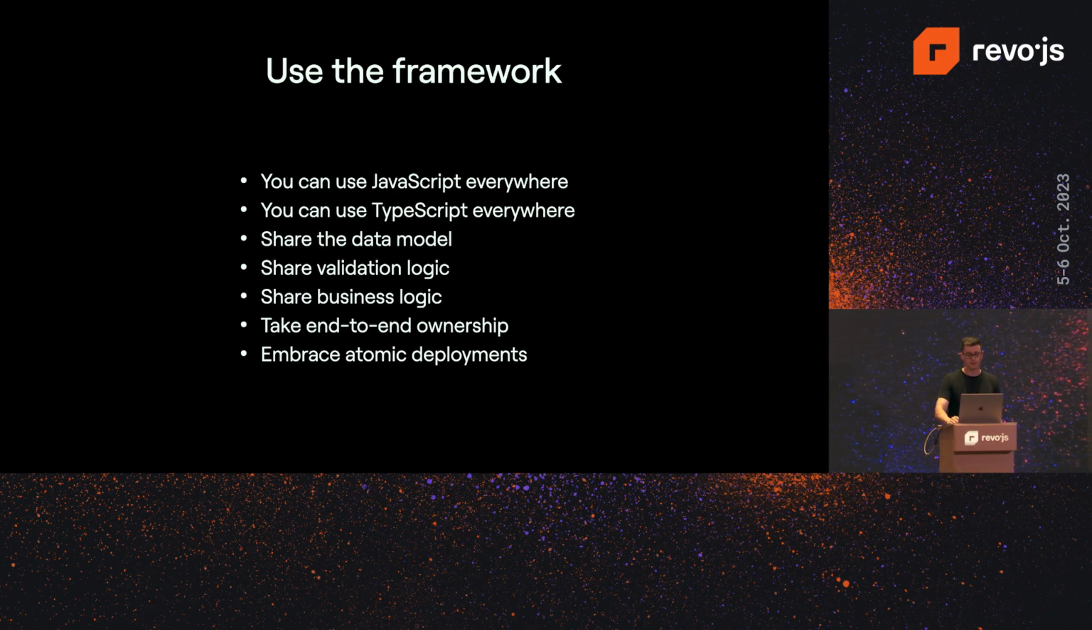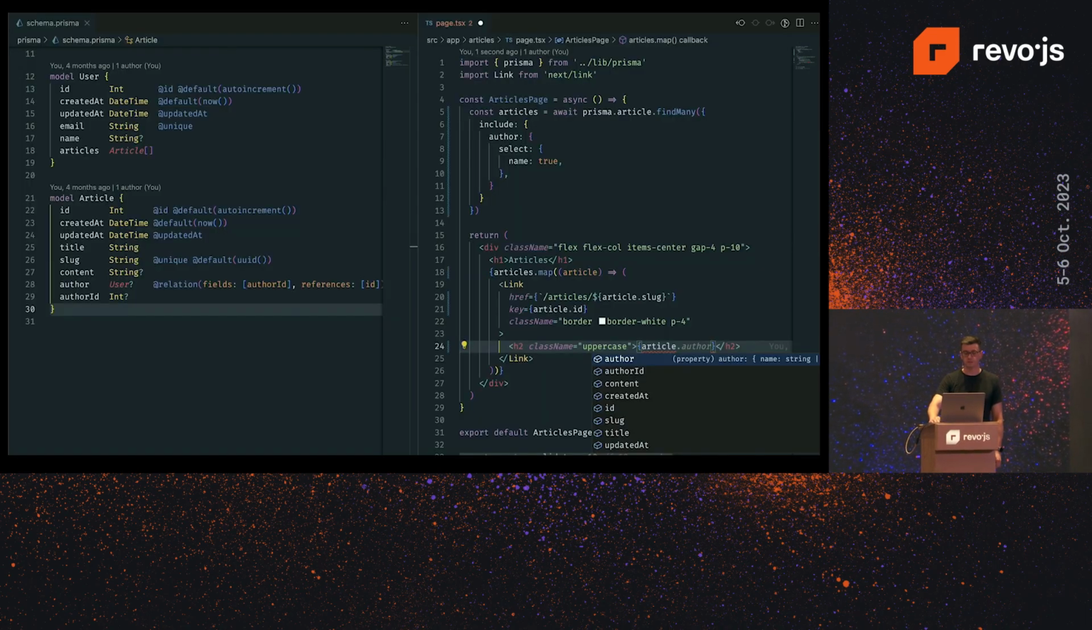And then this also enables atomic deployments. An atomic deployment is when you deploy your front end and back end at the same time. So instead of having to deal with different versions in different parts of your system, you just make one deployment that allows you to be confident that the functionality is not going to be out of sync.